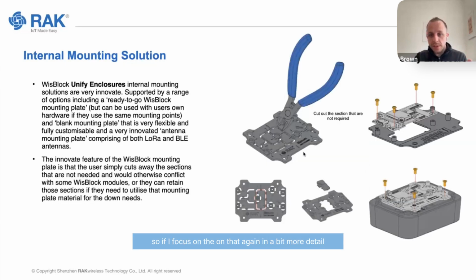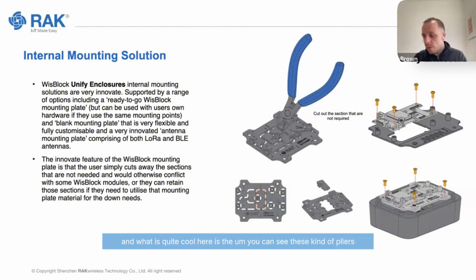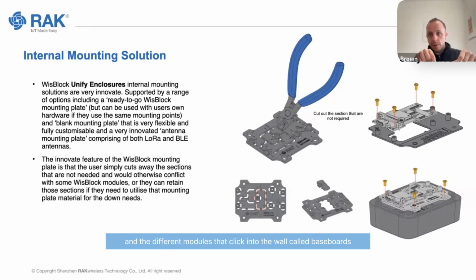So if I focus on that again in a bit more detail, I will look at the mounting plates that host WisBlock natively. You can see in the images on the right hand side that we have this WisBlock assembly, and you can screw it to the mounting plate. What is quite cool here is you can see these pliers, these cutters, and this maybe helps you understand why there's holes in these mounting plates. This is because WisBlock is modular, and there are different modules that click into what are called baseboards, and sometimes they collide with this mounting plate.